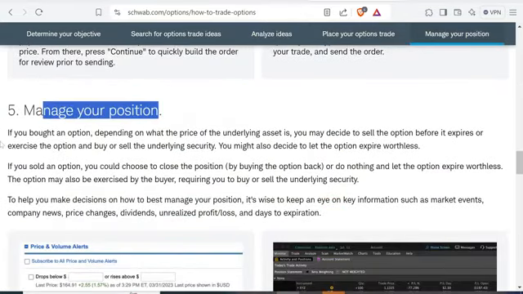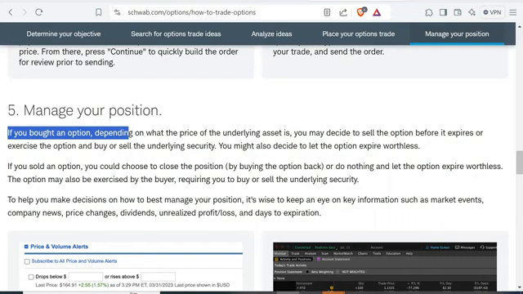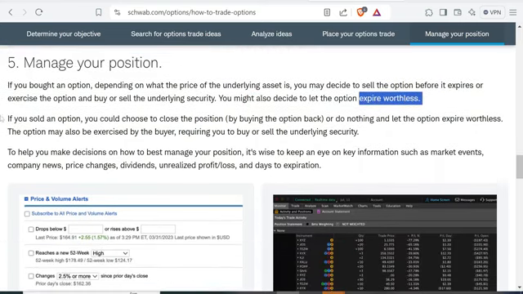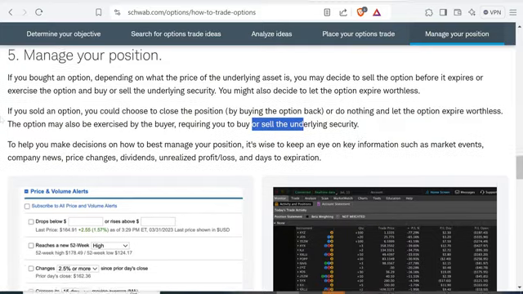Finally, manage your position. If you bought an option, depending on what the price of the underlying asset is, you may decide to sell the option before it expires, or exercise the option and buy or sell the underlying security. You might also decide to let the option expire worthless. If you sold an option, you could choose to close the position by buying the option back, or do nothing and let the option expire worthless. The option may also be exercised by the buyer, requiring you to buy or sell the underlying security.